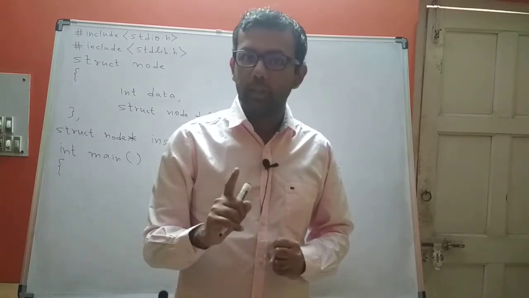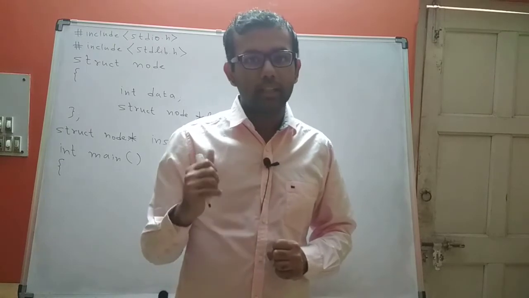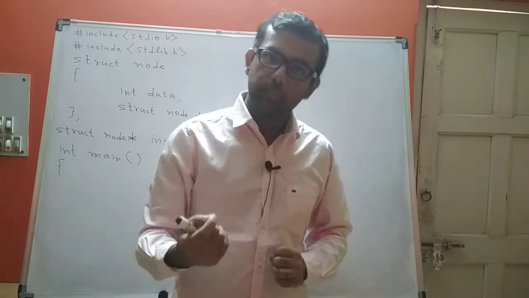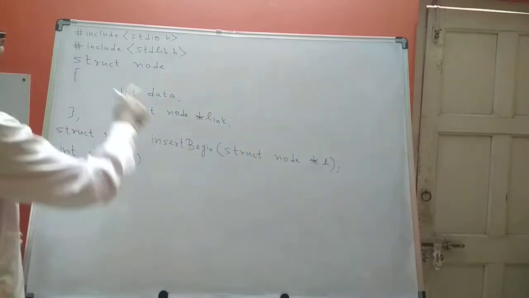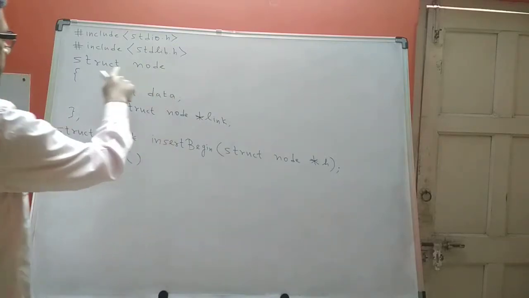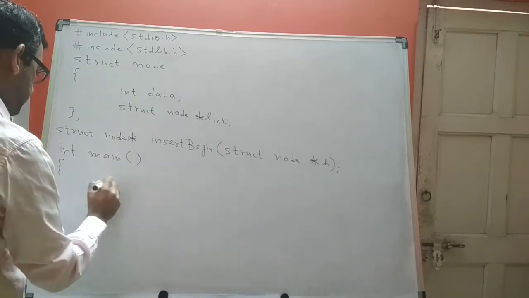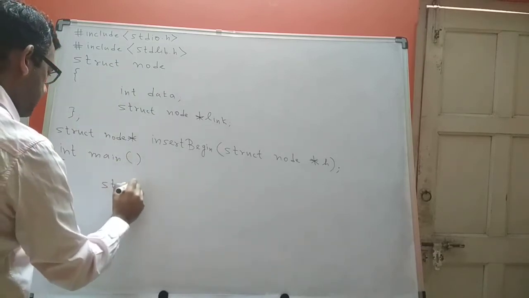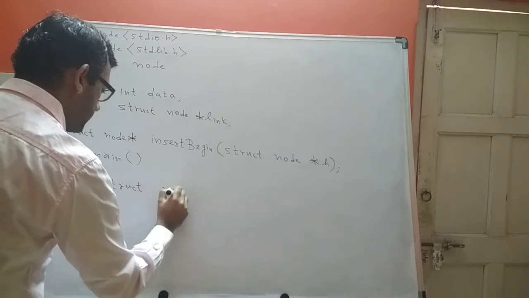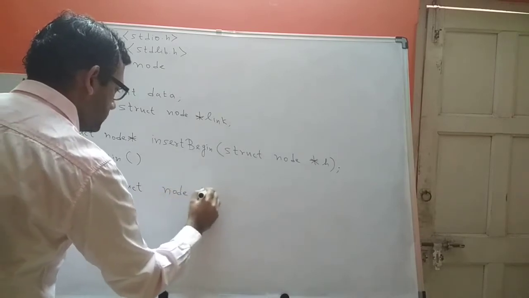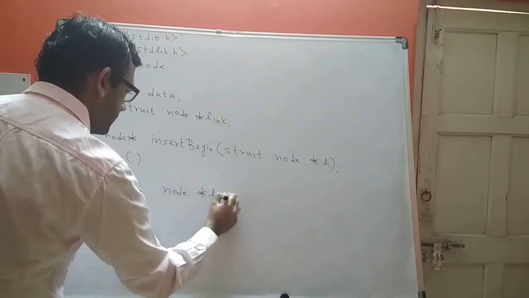So the first thing that we need to do, for defining a linked list, is create a head pointer. And what will be the type of the pointer? The type of the pointer will definitely be struct node. So the type of head will be struct node star. So I'll say struct node star head.